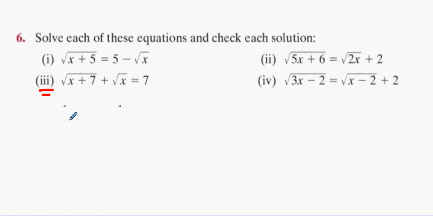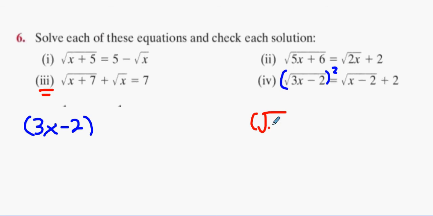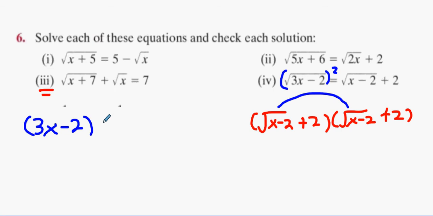Square both sides. So when you square that, that just becomes 3x minus 2. That's the easy part done. The difficult part, however, is doing root x minus 2 plus 2 multiplied by another root x minus 2 plus 2. It's not the worst one I've ever seen, but still not great. Now what happens when you multiply that by that one? Just x minus 2. Yes?